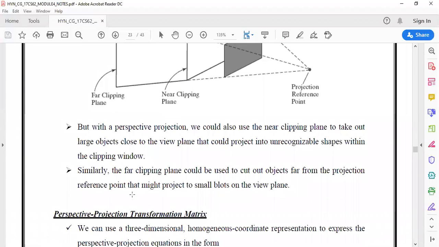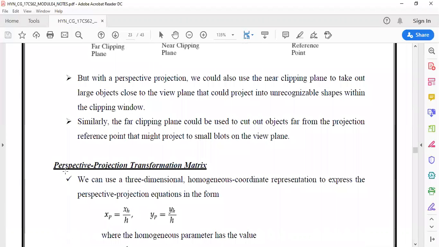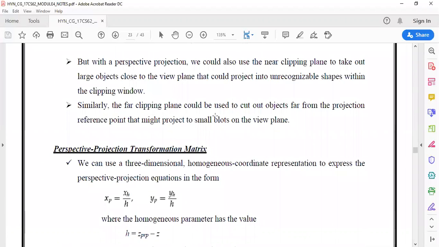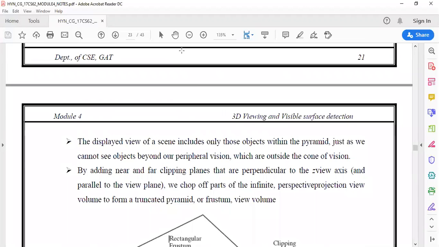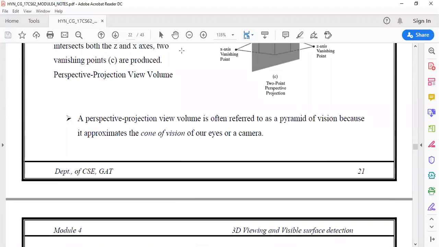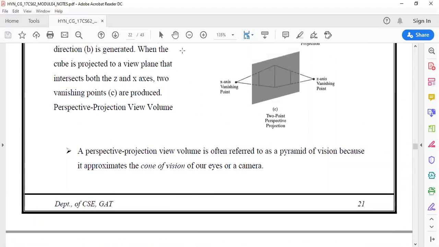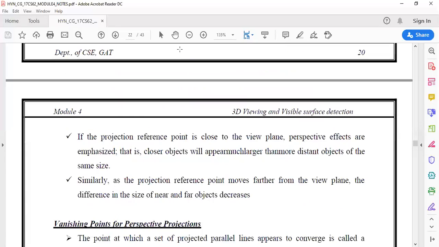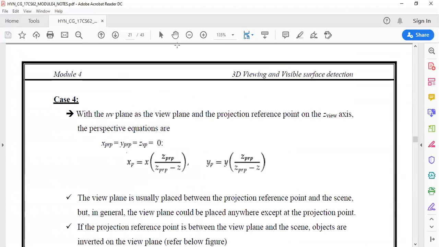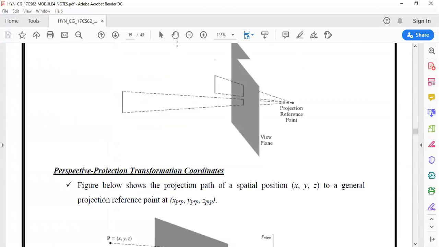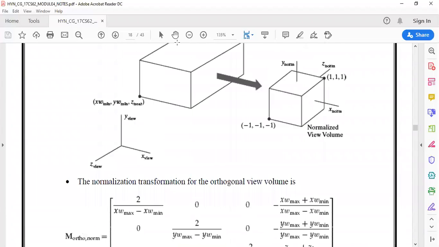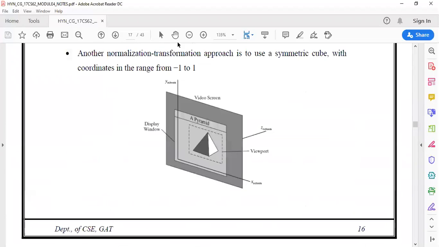In the next session, let us talk about what we mean by the perspective projection transformation matrix. So far we have discussed what is orthogonal projection, and what the different views of orthogonal projection are: top view, side view, and front view. We can also have different views of an orthogonal projection by making use of the axonometric projection. So if I want to see different faces of an object, I can do that.